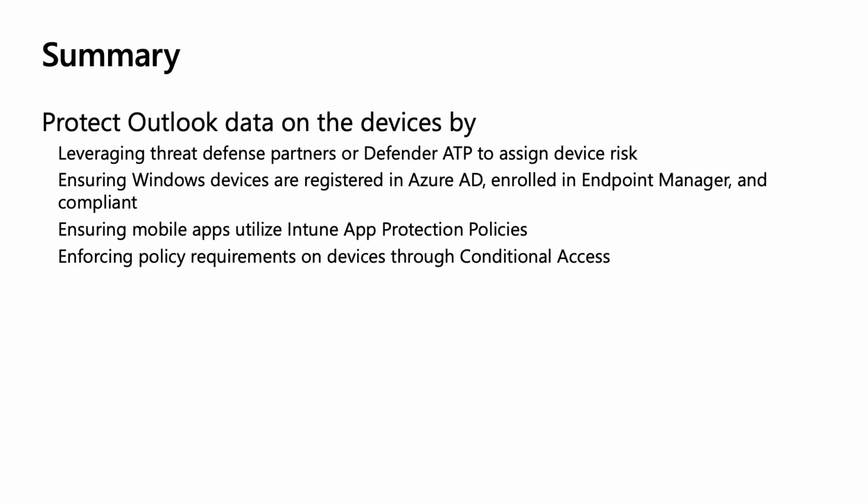Okay, so in conclusion, hopefully you now understand how you can protect Outlook data on your devices by leveraging threat defense partners or Microsoft Defender ATP to assign device risk, by ensuring Windows devices are registered in Azure Active Directory, enrolled in a unified endpoint management solution like Intune, and compliant, and ensuring that mobile apps utilize Intune app protection policies to protect the data on those mobile devices.